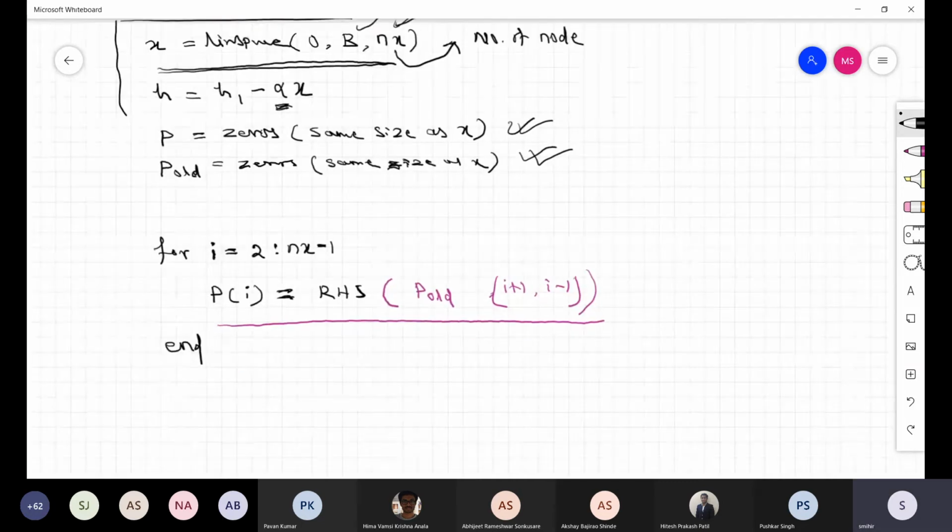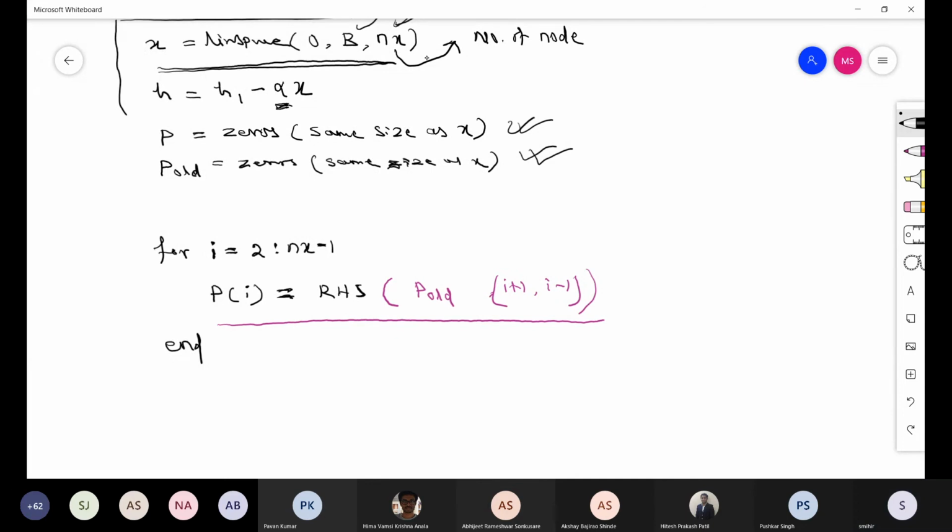Now what do you do next? You go for convergence checking. Okay. So convergence, let's say CONV. CONV you do not write in MATLAB, there may be some inbuilt code. So write CONV1 equal to your sum of, you just combine all pressures, sum of P minus sum of P old, divided by sum of P old.